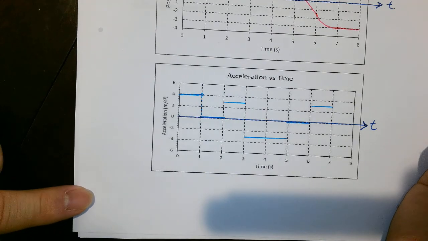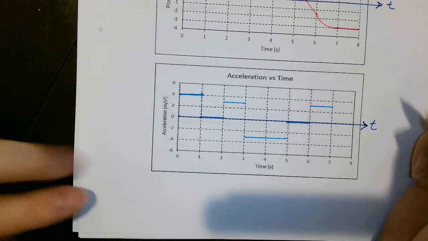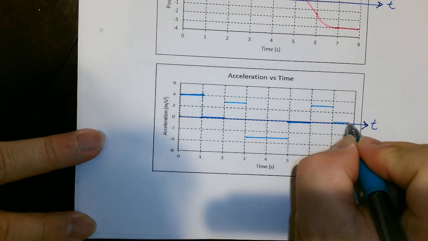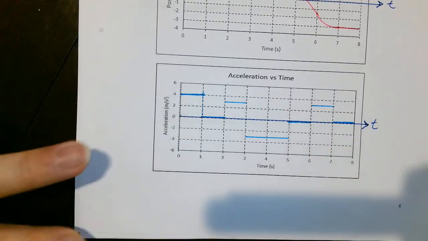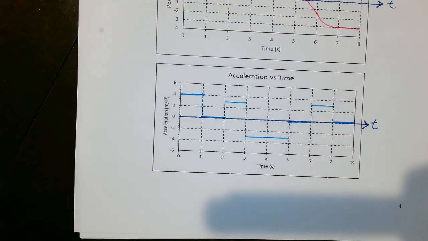And then 7 to 8, 0. Voila. All right. Hopefully you should be able to do that on Thursday. Okay? Hopefully you should be able to do that on Thursday.